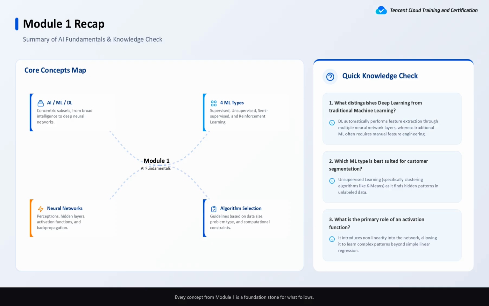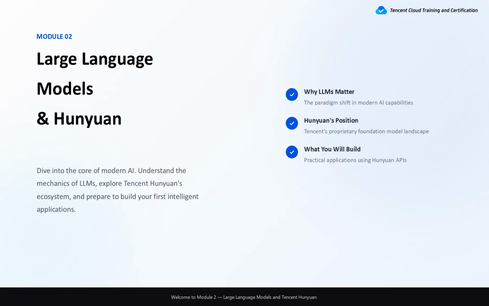Every concept from Module 1 is a foundation stone for what follows. Module 2 begins where Module 1 left off, with the transformer architecture that superseded RNNs and gave rise to the large language model era. Let's move forward. Welcome to Module 2, Large Language Models and Tencent Hunyuan.